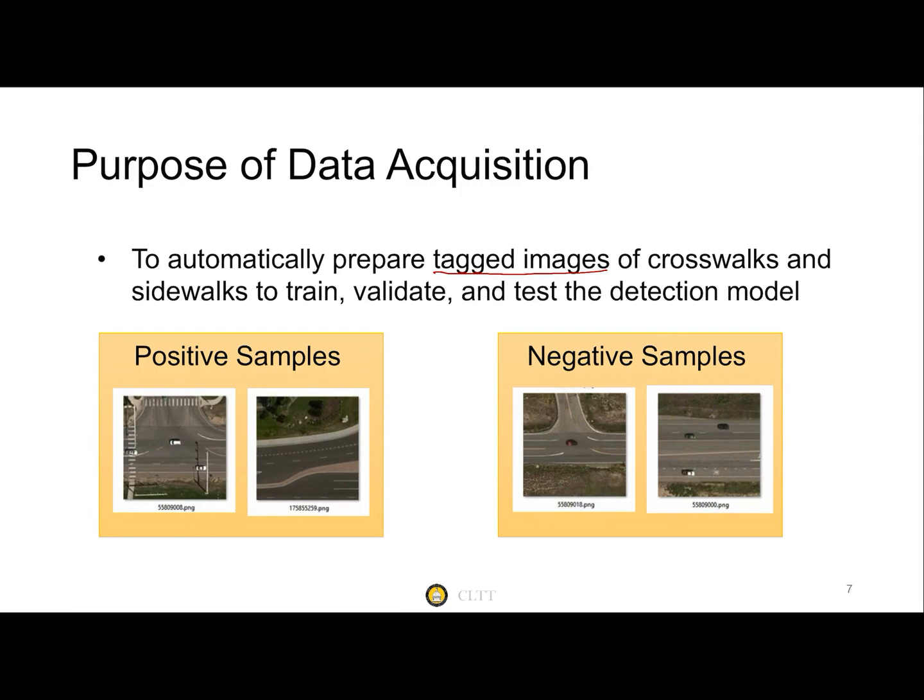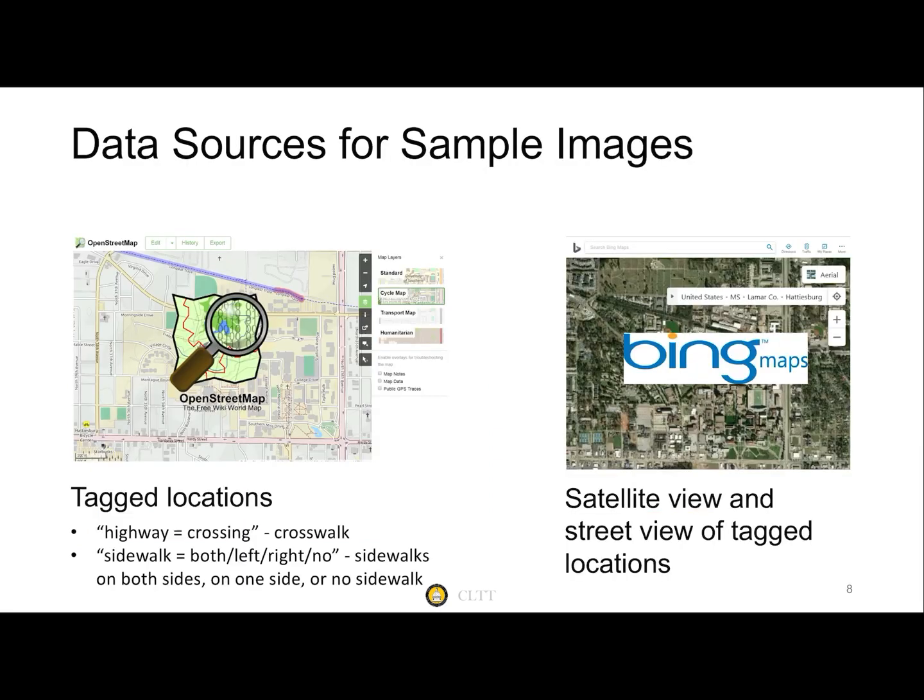And the final result of this data acquisition model is going to be a set of positive samples. Positive samples means all the images in that data set are of sidewalk or crosswalk. And the negative samples are those images where you don't have any crosswalk or sidewalk at all. So to get this data automatically, we have to use two data sources.